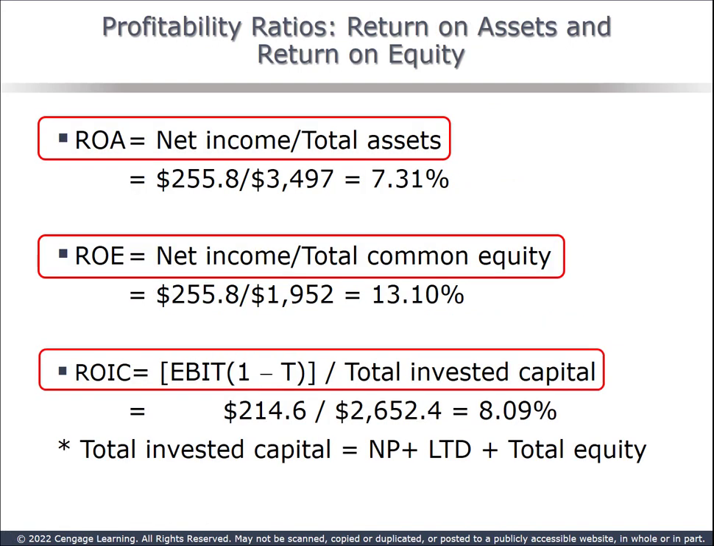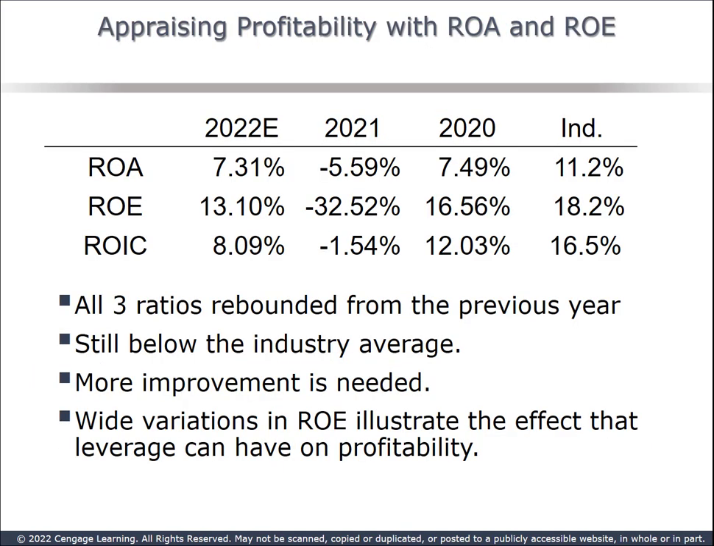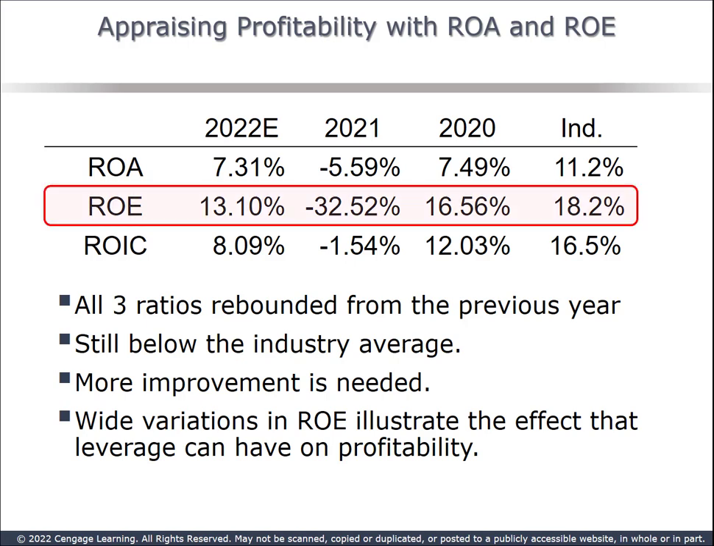These return metrics, return on assets, return on equity, return on invested capital, measure how well the firm is using assets and capital to generate profit and how much profit is generated for a dollar of equity. These are the ratios that would be of interest to investors. All three ratios have recovered somewhat from 2021, but they're all still well below the industry average. Note the wide variation in ROE across the 3 years. This illustrates the impact of debt leverage on ROE.